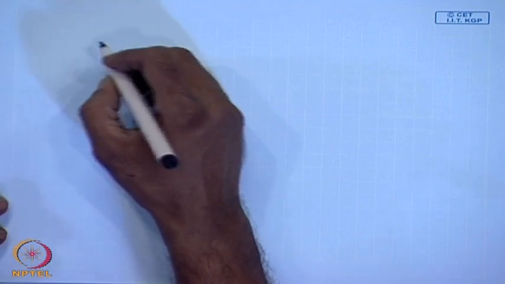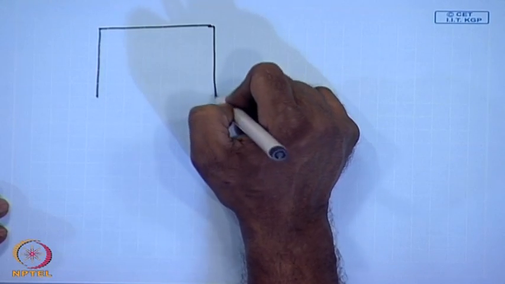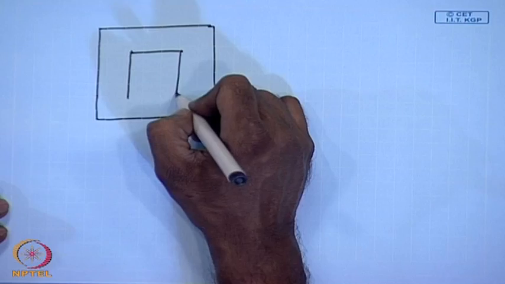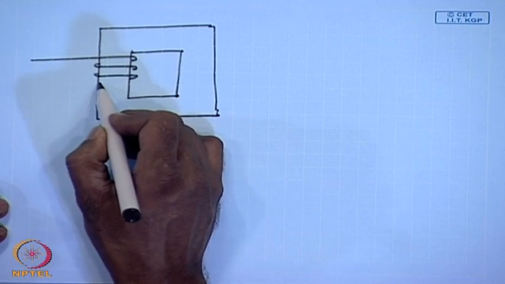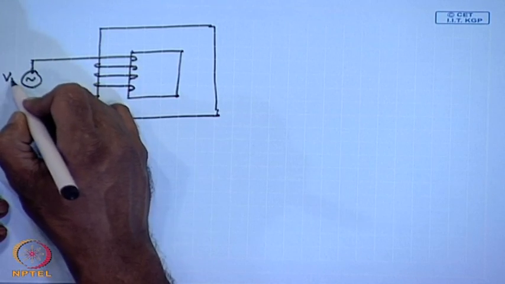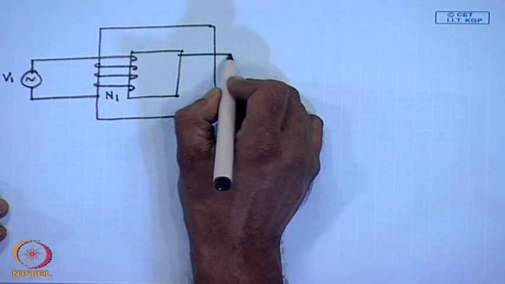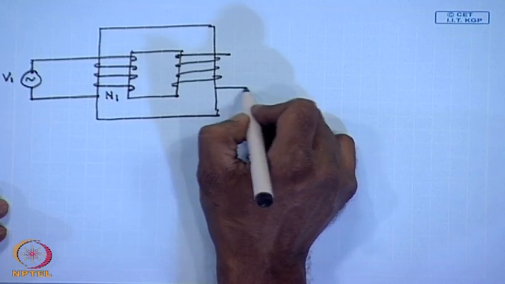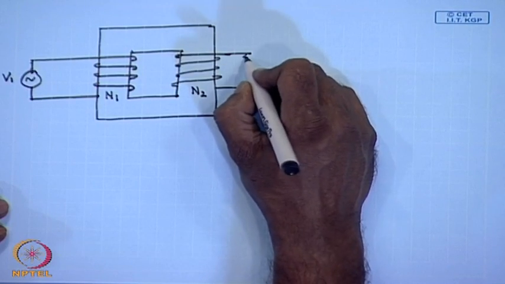Therefore, what can we say about an ideal transformer? If we have an ideal transformer where we apply a voltage V1 across its first coil with number of turns N1, then the induced voltage on the second coil with turns N2 is related to the voltage induced in the first coil by the following relationship.